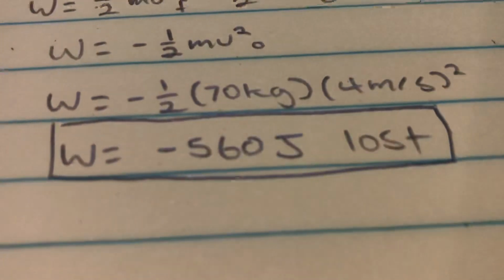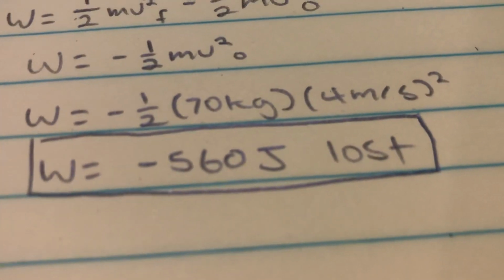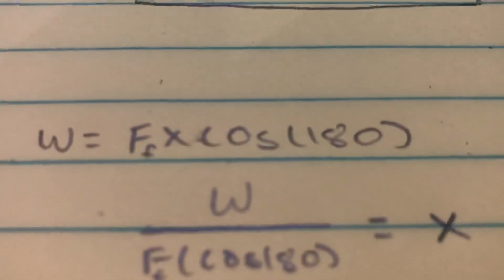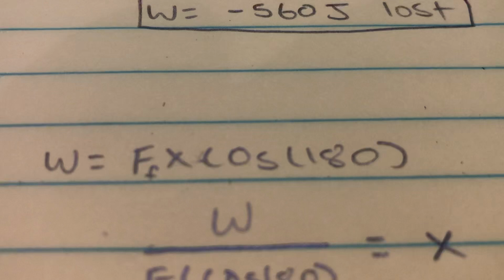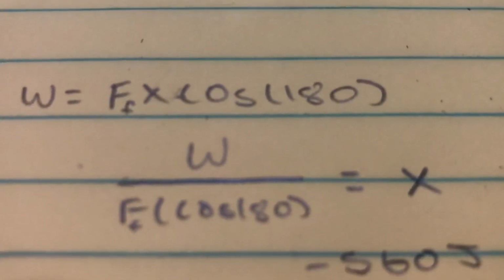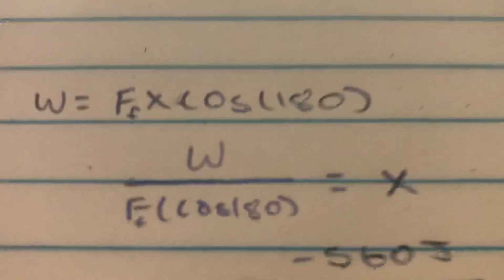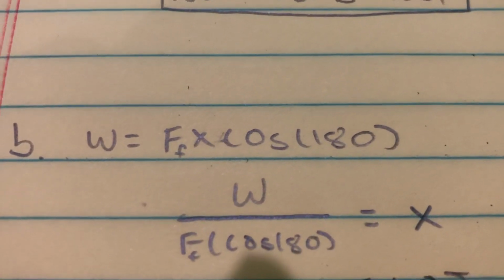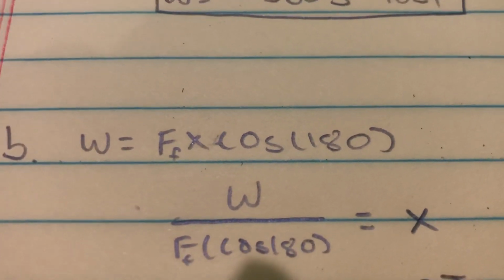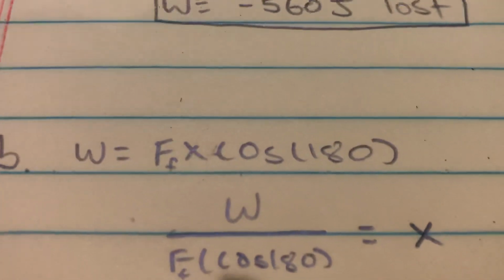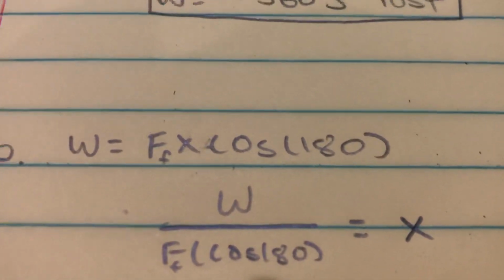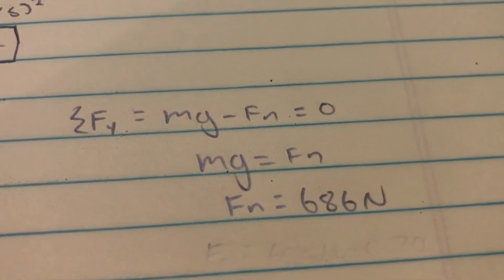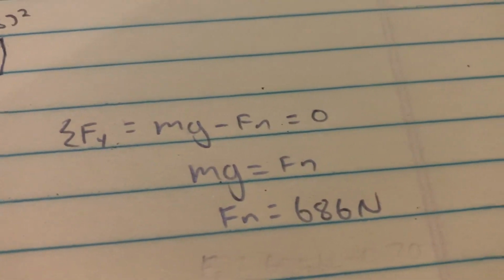So now you want to find how far he slid. So that will be represented by work is equal to the friction force times displacement times cosine 180. And you get the equation work is equal to friction force cosine 180. Work over friction force cosine 180 is displacement. And to find the normal force, you're going to do your sum of forces in the y. And you'll find out it's 686 newtons.